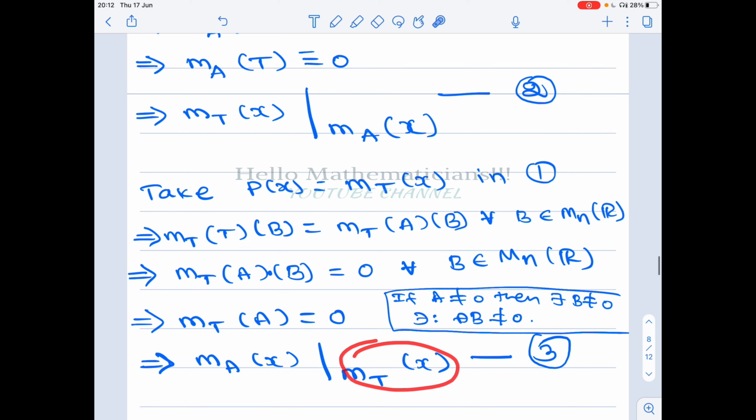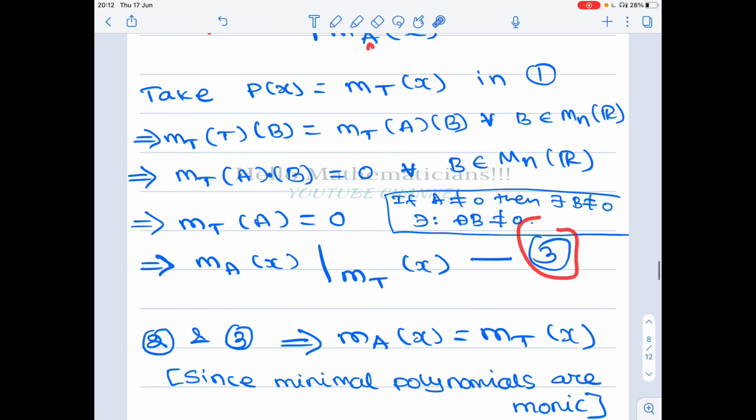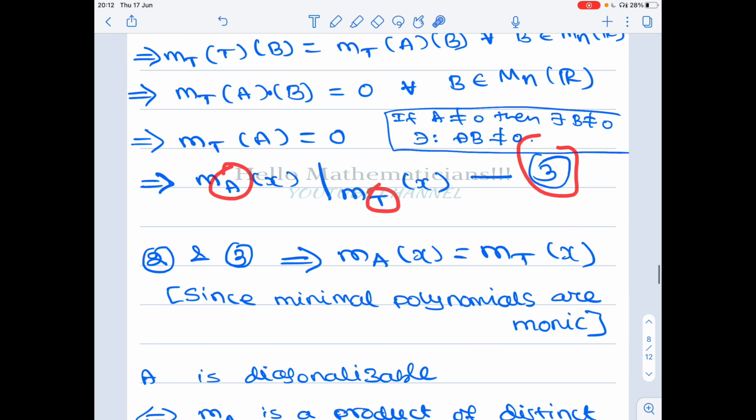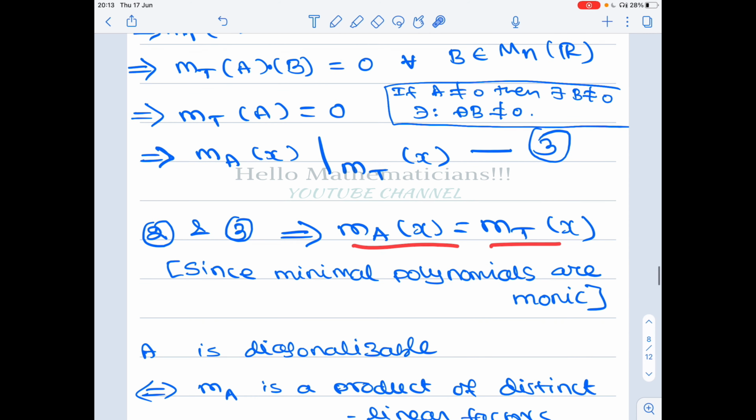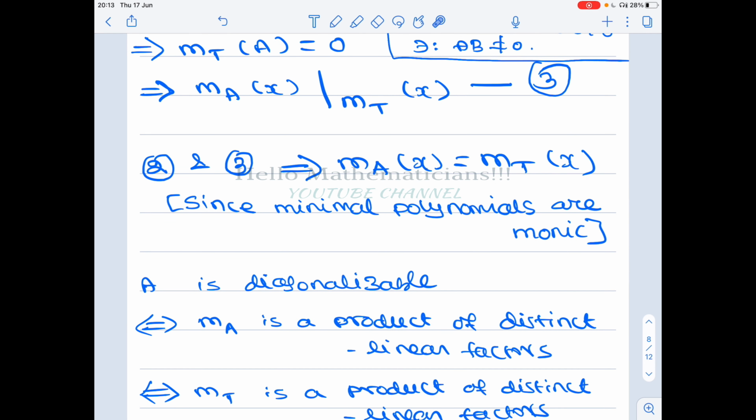So, from equation 2 and 3, we get the minimal polynomial of T divides the minimal polynomial of A and the minimal polynomial of A divides the minimal polynomial of T. Therefore, the minimal polynomial of A equals the minimal polynomial of T, because they are monic polynomials.